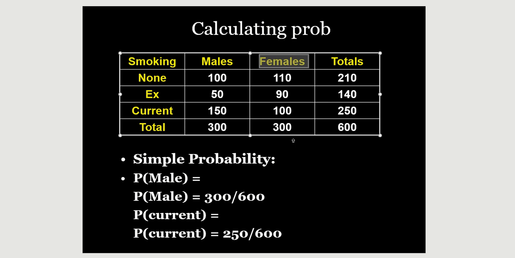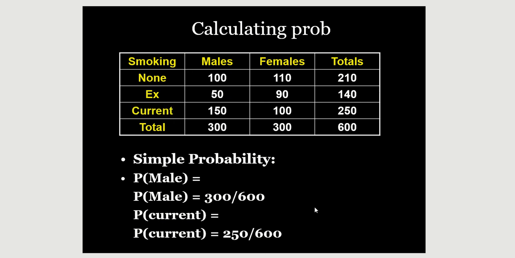So the total number of the sample is 600. That's everybody. 300 males, so all the males add up to 300, and all the females add up to 300. All the current smokers add up to 250. However, if you look at this 150, these are the males that are current smokers.